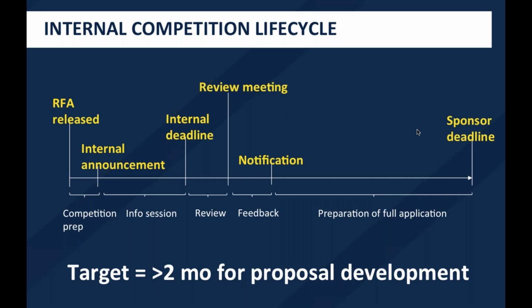We then try to leave internal calls open for a minimum of 2 weeks. And once an internal competition closes, all competitive programs are discussed at an in-person meeting for one of our review committees. And that usually happens 1 to 2 weeks after the deadline. And then we try to notify applicants as soon as possible after that committee meeting takes place, typically providing feedback to applicants within a week or so after the committee meeting.